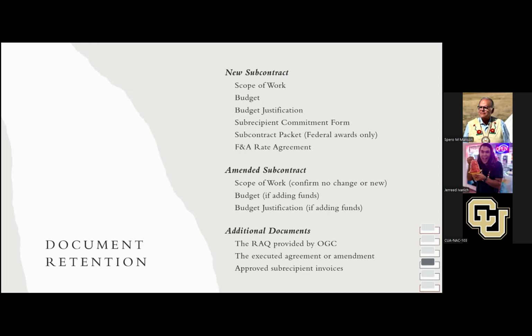And when we amend a subcontract, like I said, we need to confirm the scope of work, we need the budget and the budget justification. And then in every subcontract folder, we should have the RAC that Aaron talked about, every executed agreement and amendment, and all the invoices that have been approved. So these are all documents that we already collect.